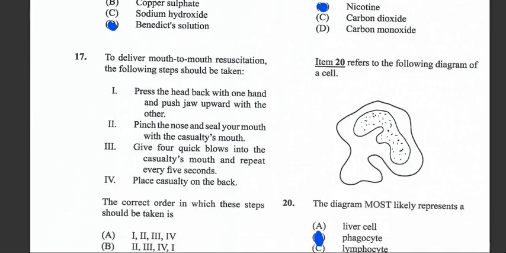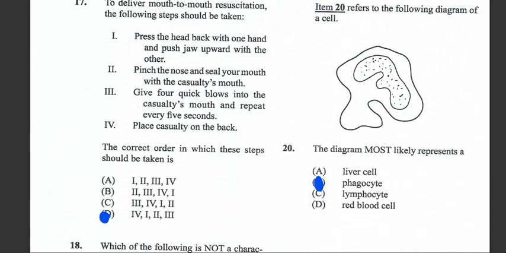Right, we're at item 20. You have seen a diagram showing a cell. This diagram is most likely to represent the phagocyte. So it's a phagocyte. The diagram referring to the cell would be the phagocyte, right?